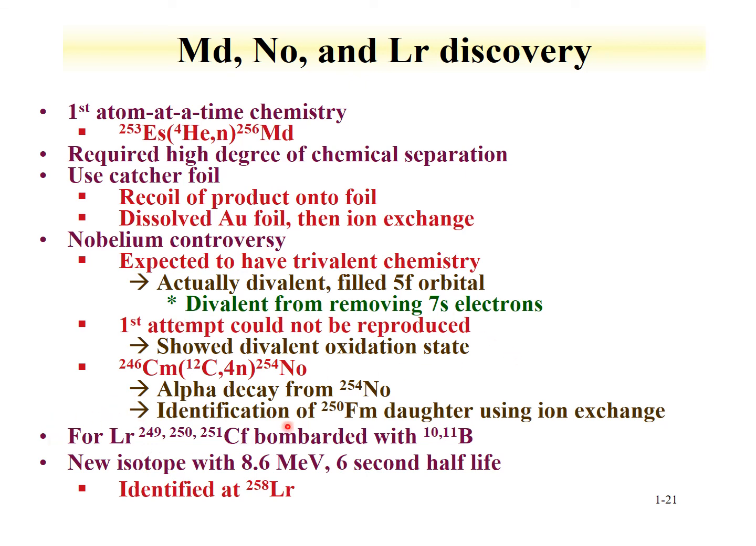Lawrencium was made from different isotopes of californium bombarded with boron, so stable boron, 10 and 11. And then a new isotope was identified with a 6-second half-life as lawrencium-258. So one could see that there was this trend. We've obviously extended that trend to go all the way up to element 118. But the separations become more difficult, the half-lives become shorter, and the probability of the reaction goes down.